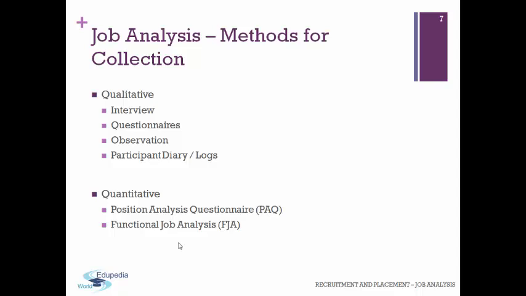Then we have the observation method, right? Direct observation is especially useful when the jobs consist mainly of observable physical activities. For example, an assembly line worker or an accounting clerk, right? These are jobs that you can observe and understand what they do, but it may not be appropriate for a job that requires a lot of mental activity, say a design engineer or a lawyer, right?